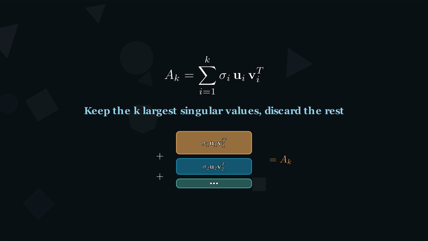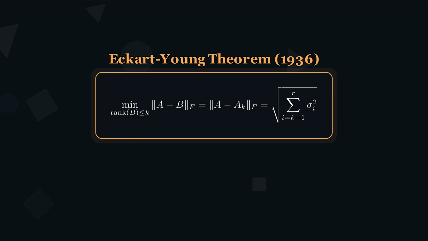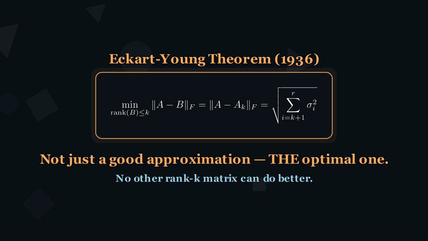The answer is yes, and it was proven in 1936. The Eckart-Young theorem states, among all matrices of rank k or less, the truncated SVD minimizes the approximation error. This is not just a good approximation, it is the optimal one. No other method, no other matrix of the same rank can get closer to the original.